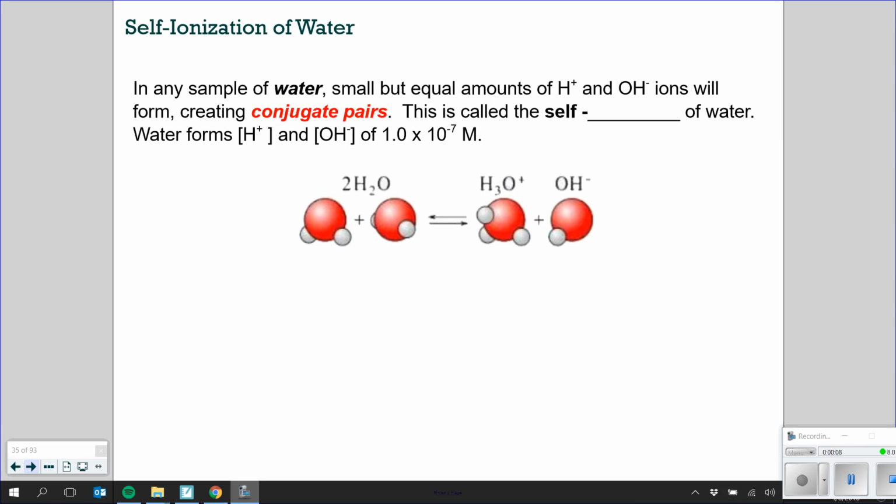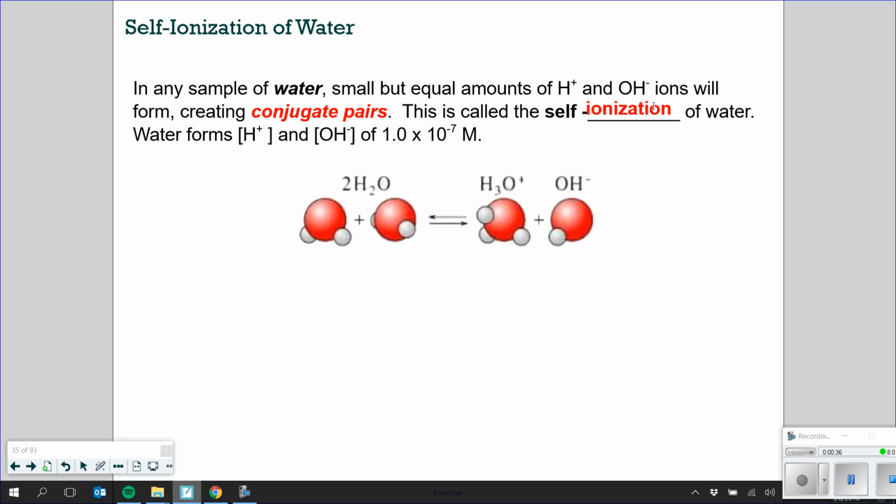We're going to start by talking about the self-ionization of water. If you have any sample of water, small but equal amounts of H+ and OH- ions, hydroxide ions, will form, and those create conjugate pairs. A conjugate pair is when you've got a hydrogen ion that is moving between two things. This is called the self-ionization of water, and it means exactly what you think it means. It is water being able to ionize by itself.